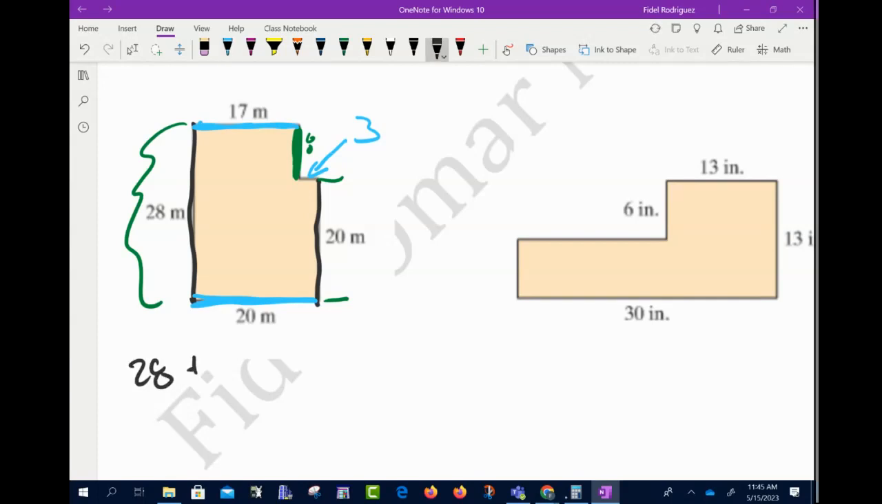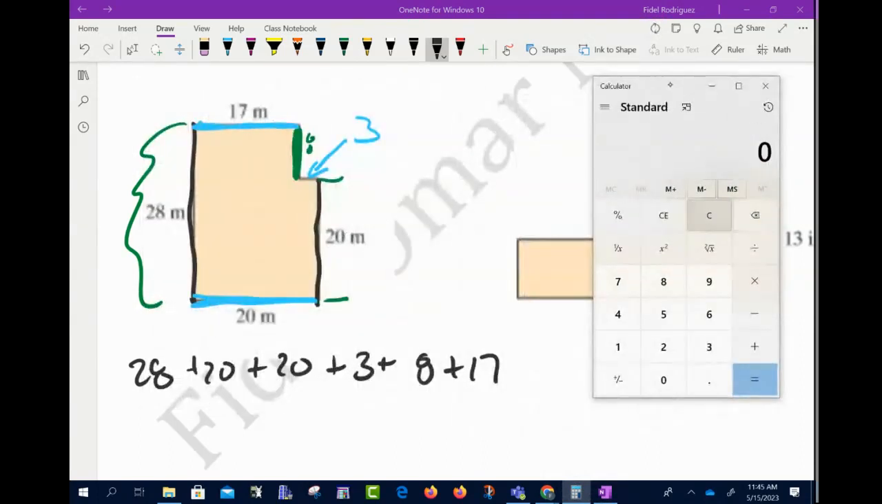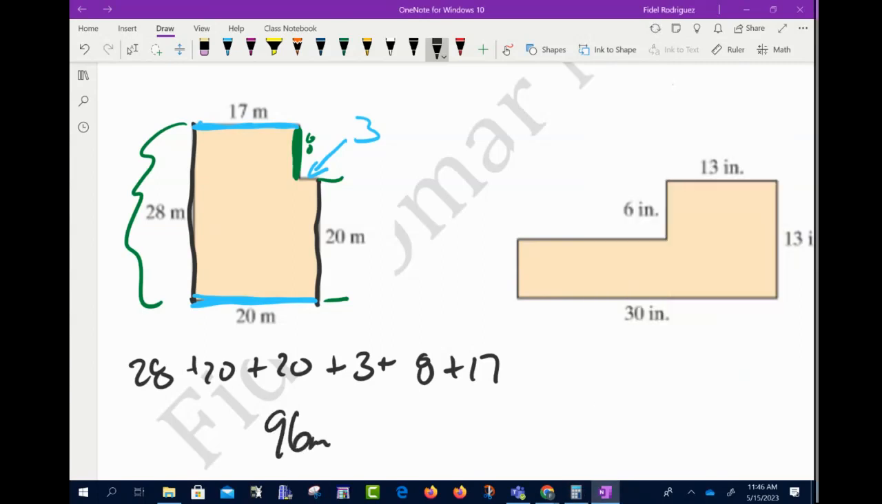Okay. Now, can we just start adding them all up? So we're going to go 28 plus 20 plus another 20 plus 3 plus 8 plus 17. And let's see what we come up with. Anybody get 96? Yes. Okay, 96 meters, right?